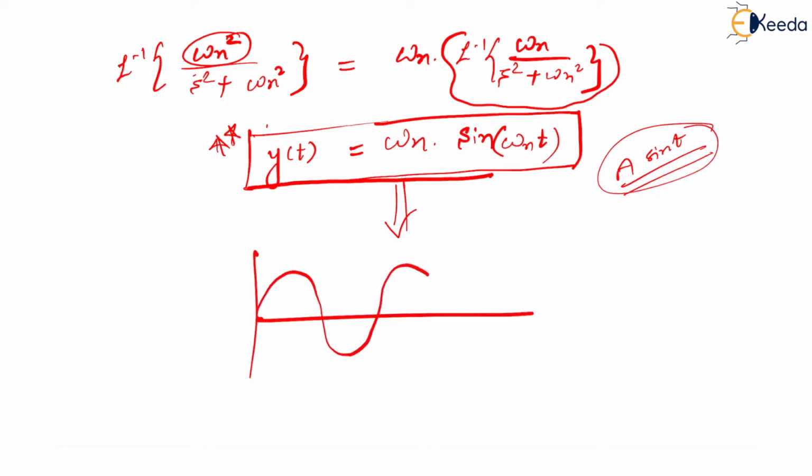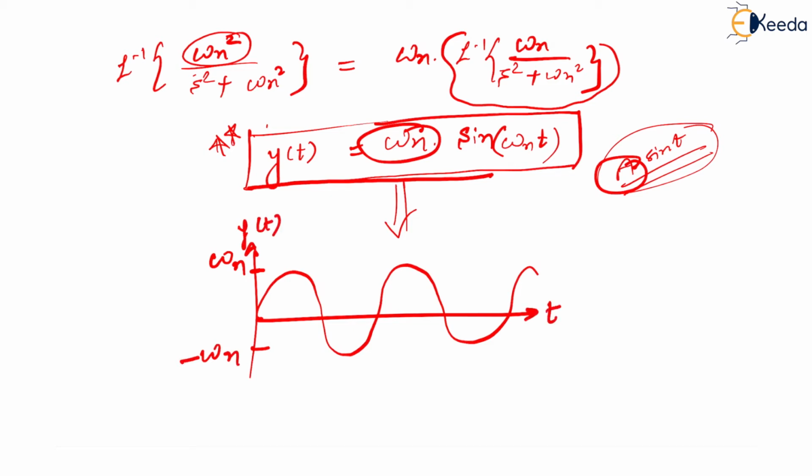How does the plot look for this one? The plot is going to be like this, right? It is going to be a sine wave, and the amplitude which is there, here it is going to be omega n. So it is going to be omega n and minus omega n, and this is y of t with respect to t definitely, and it will go on up to infinity. Is that right or wrong? This maximum value is always going to be plus omega n on the positive side, and on the negative side it is always going to be equal to what? Minus omega n. Is that correct or not?